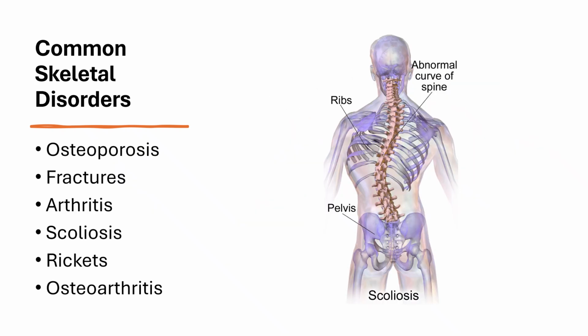Many disorders can affect the skeletal system. Osteoporosis causes bones to become weak and brittle. Fractures occur when bones break due to trauma or disease. Arthritis damages joints and can reduce mobility. Scoliosis produces an abnormal curvature of the spine. Nutritional deficiencies may contribute to such disorders as rickets. Understanding these conditions highlights the importance of maintaining healthy bones.